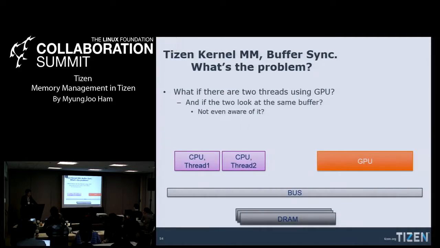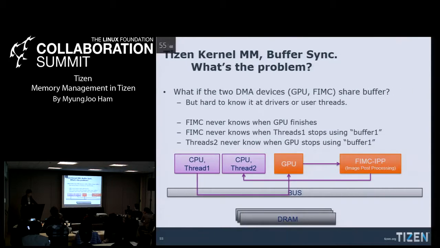However, this does not end with this scenario. If we have different threads or processes in the CPU that are going to access the same GPU, then we get more problems with the synchronization. And yet another, we have other DMA devices, like here is image post-processing, and then we have HDMI or the G2D accelerator, and many other DMA devices, and they may access the same buffer at the same time.